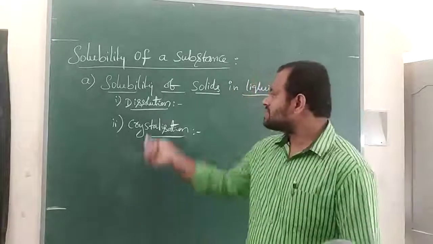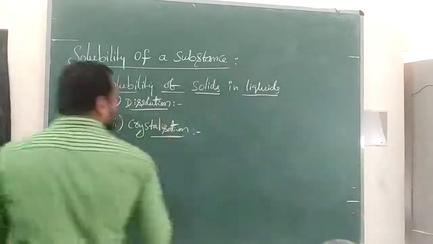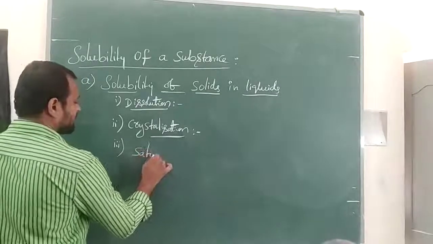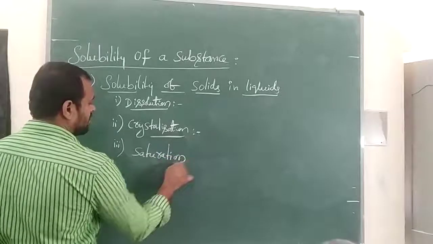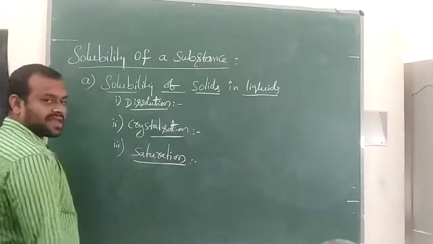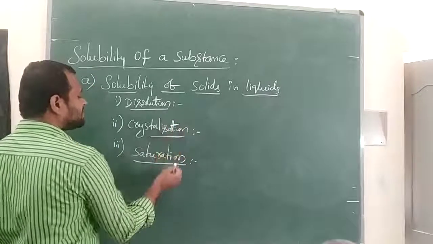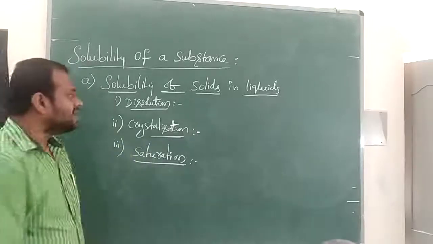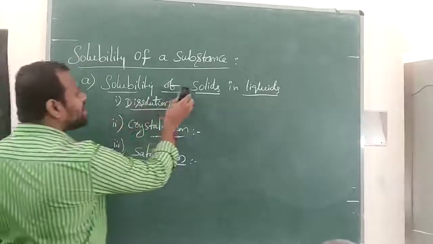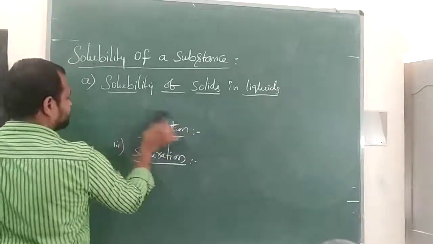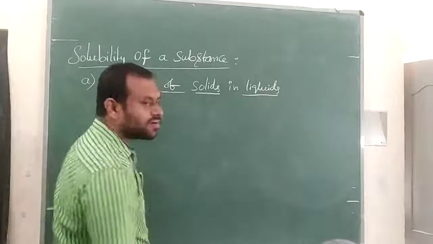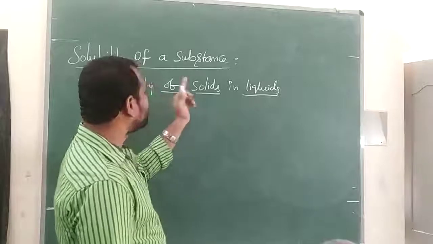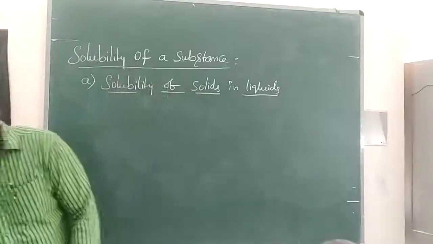Now these are the terms you have to remember during the solubility of solids in liquids. Third one is saturation. Hope you understand these terms, that is dissolution, crystallization and saturation. Now let's see on what factors the solubility of solids in liquids depends. As we are discussing solutions, we have to know on what factors the solubility of solids in liquids depends.